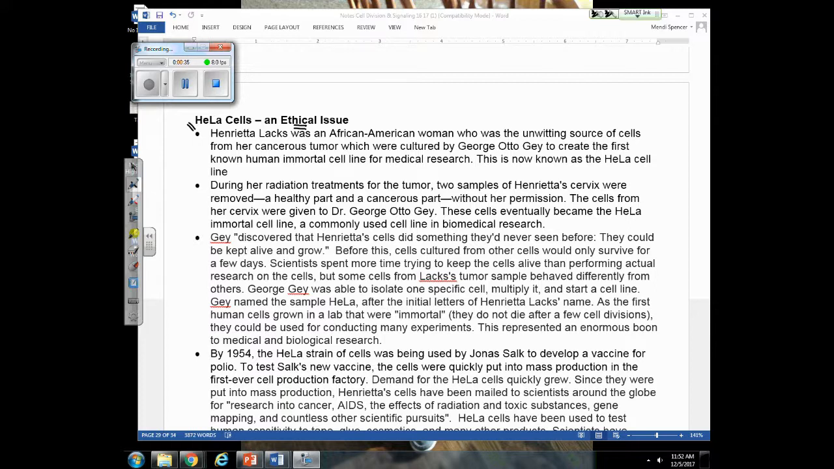Should cells be taken from people without their consent? If money is made on the research that's done on those cells, should it also be given in part to the family, or should the pharmaceutical companies keep all the money that's made off of these cells and so on? So just take a second to learn a little bit about these HeLa cells. And again, you should be able to bring up or discuss an ethical issue related to research.